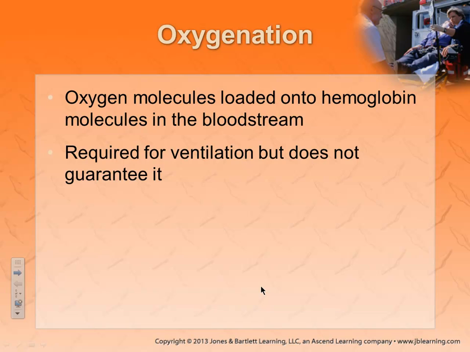In order for oxygenation to occur, we've got to have an adequate amount of atmospheric pressure of oxygen, okay? A person that's in an oxygen-deprived atmosphere cannot be oxygenated. That's pretty simple, right? I mean, it's pretty self-explanatory. Somebody explain this. It's required for ventilation, but ventilation does not guarantee oxygenation.